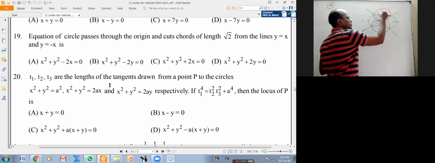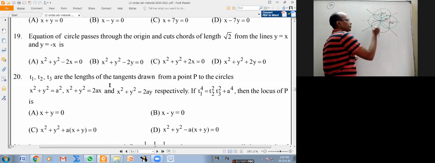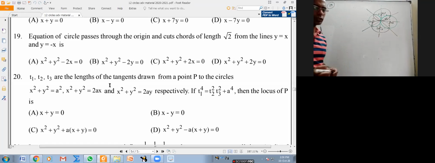So you can take center (0, 1), radius 1, or center (1, 0), radius 1, or center (0, -1), radius 1, or center (-1, 0), radius 1. So there will be 4 cases.